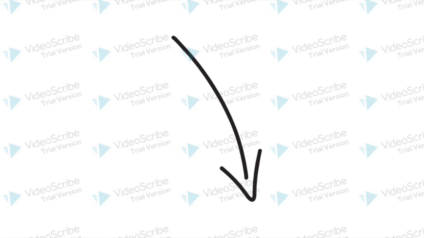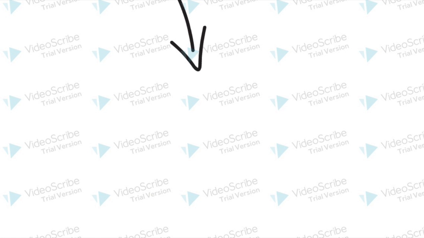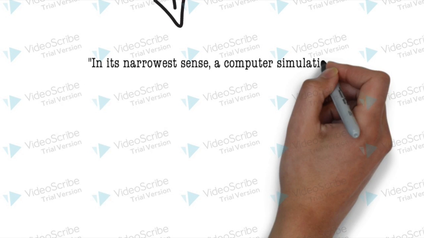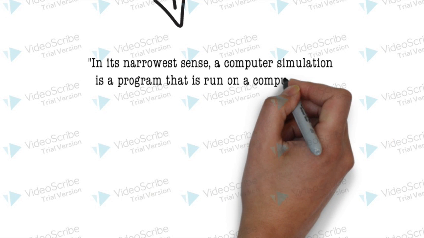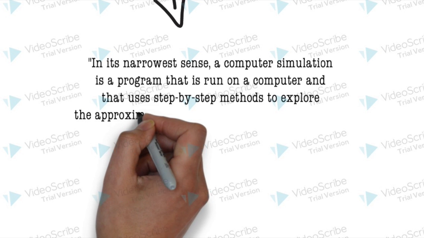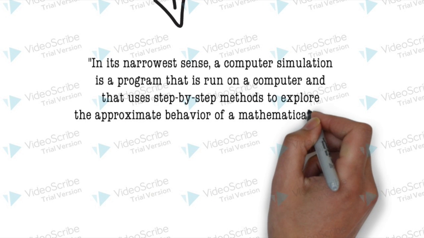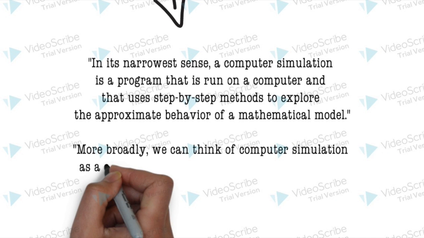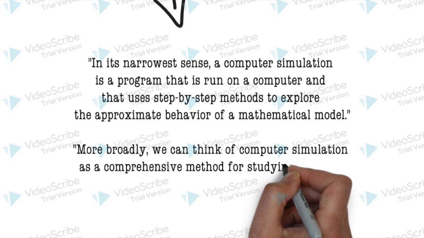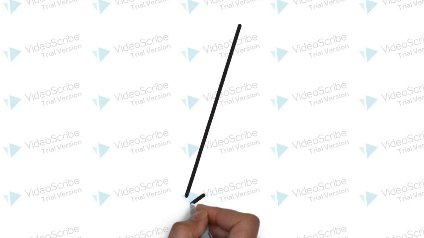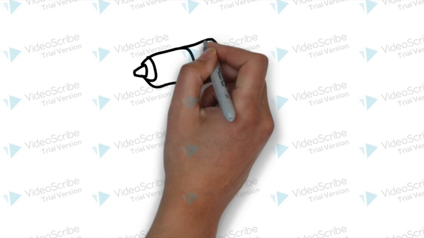And continue with the definition of computer simulation from Wisber, where it says, in the narrowest sense, a computer simulation is a program that runs on a computer and that uses step-by-step methods to explore the approximate behavior of a mathematical model. More broadly, we can think of computer simulation as one comprehensive method for studying systems. Now let's think of computer simulation as a drill.